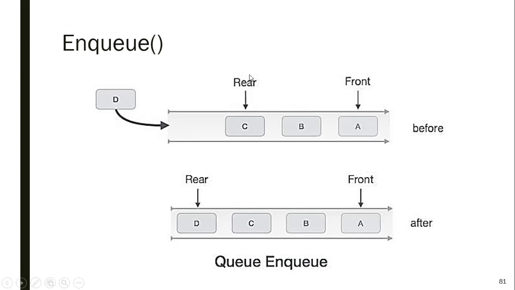So here is the representation of the enqueue operation. At first there are just 3 values. This is the rear. You can insert another value at the rear. After insertion, the rear will point to this new value.